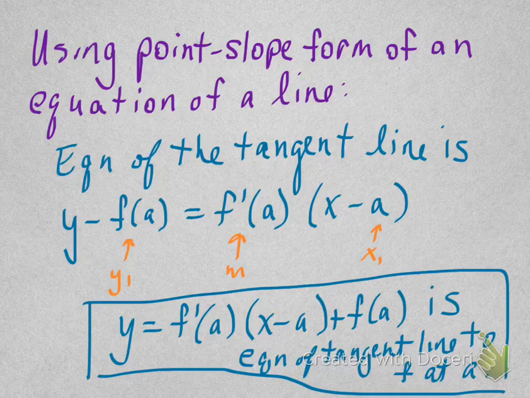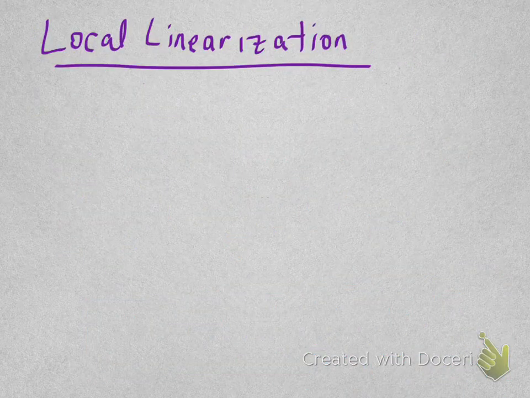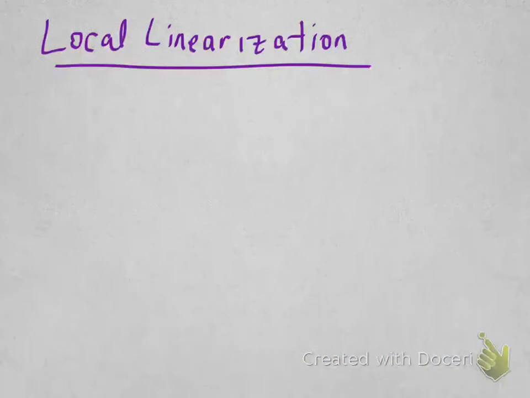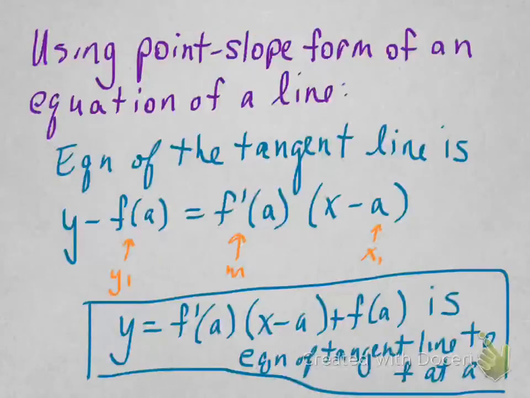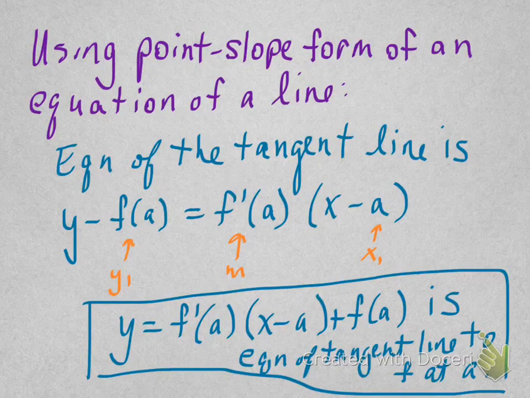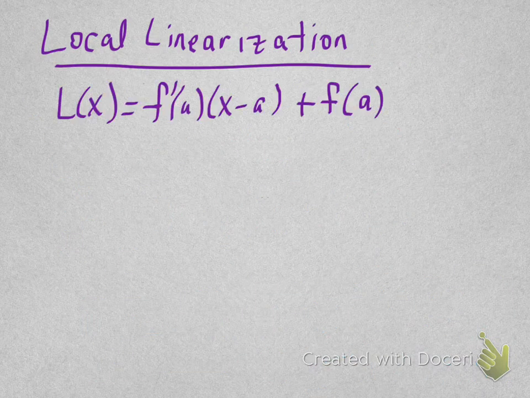Now let's see how we're going to use that equation. This is something called the local linearization. So we will say that the local linearization, L of x, is f prime of a times x minus a plus f of a. This should look very familiar. This should look just like the equation of the tangent line, except on the left-hand side, I wrote L of x instead of y. That's on purpose.